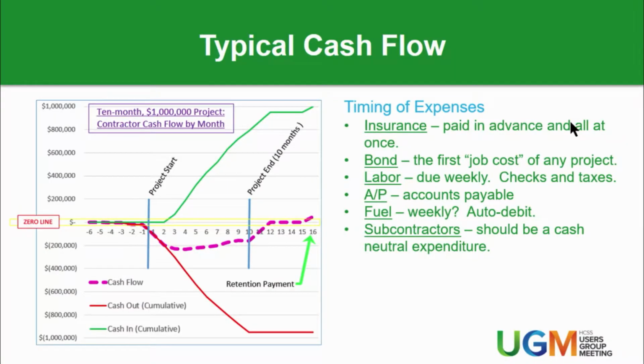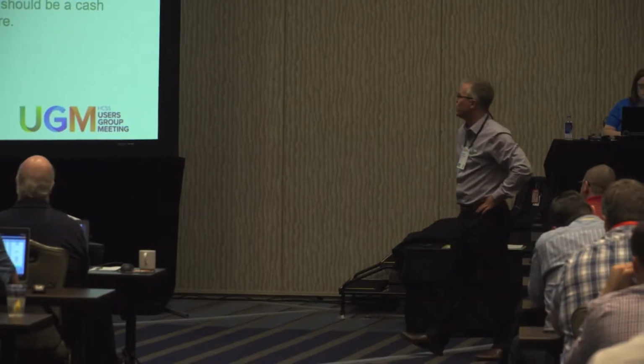Accounts payable is due as soon as you get it, or net 30, whatever that is. Everyone knows what accounts payable is. Some fuel places, they charge you weekly. So you've got to cut a fuel charge weekly. Again, no one cares when you're going to get your money. Not the fuel guy, not the government, and not the surety.